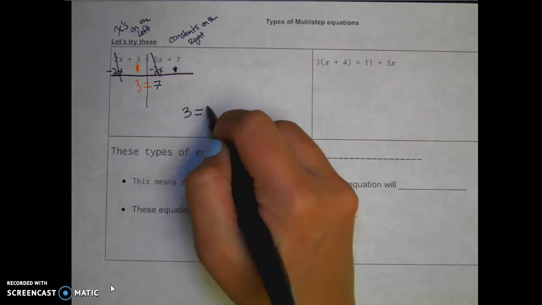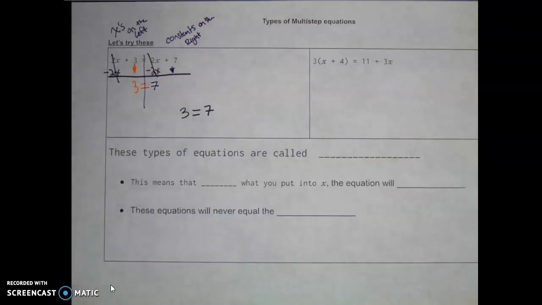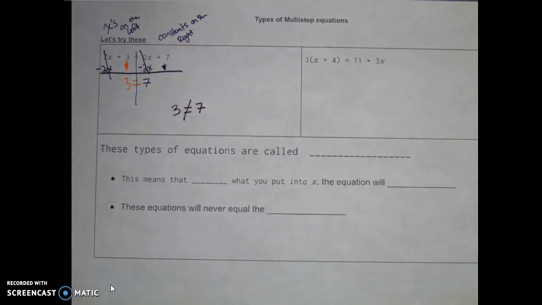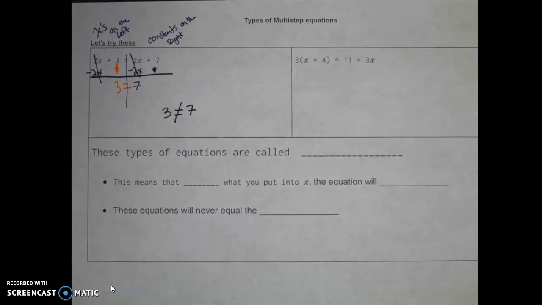So in math, we know that 3 and 7 are not the same number. So what we're going to do is put a slash through the equal sign like this, saying that it's not equal to each other. So let's try the second one here and see what we get.